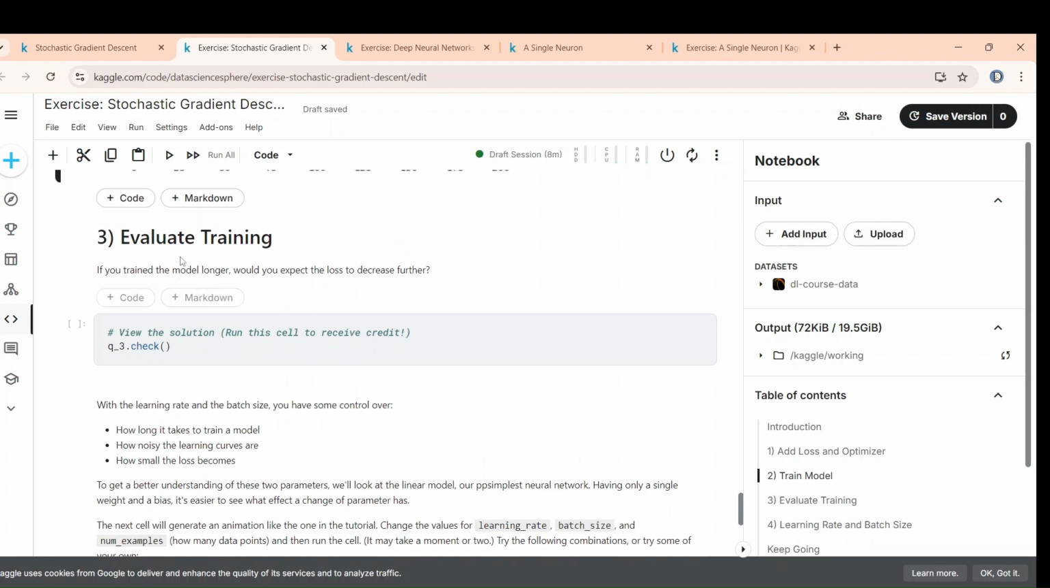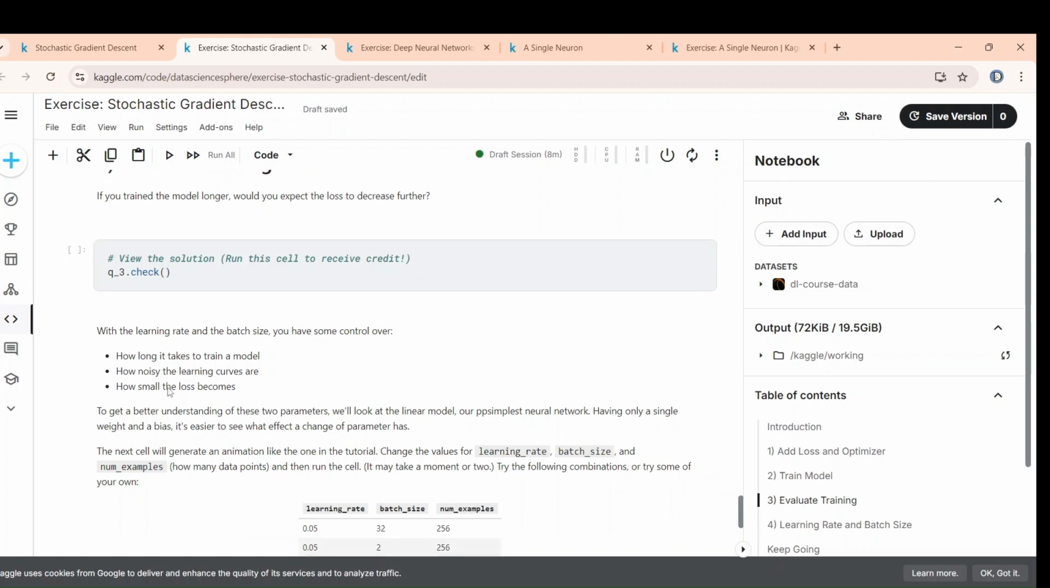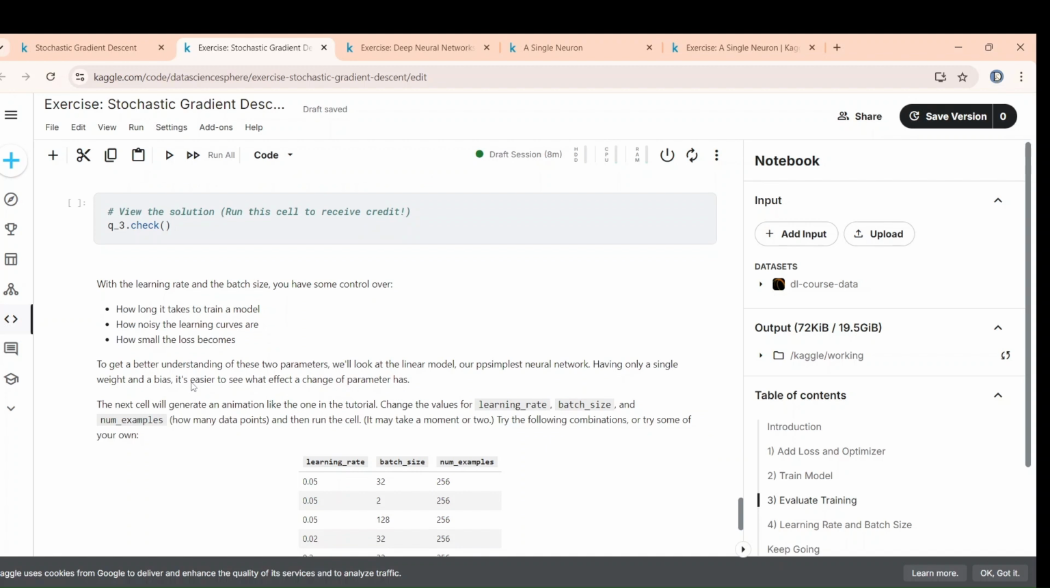Now evaluate training. If you train the model longer, would you expect the loss to decrease further? What do you think? Not every time, but sometimes. With the learning rate and batch size, you have some control over how long it takes to train a model. If you train for very long, it will take more time and space, you have to wait, and you may not get the desired result. So always think about how long you can train so that your model gives you the best output. It depends on many things: how noisy the learning curves are, and how small the loss becomes.